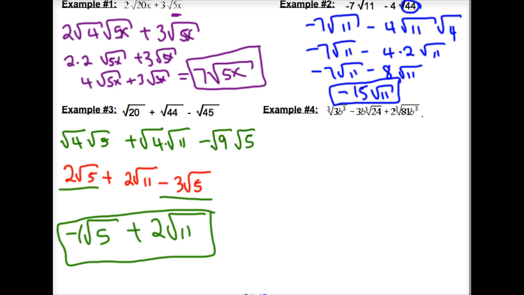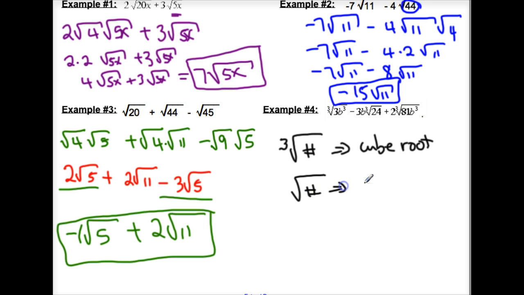Perfect. So with this one now, we're dealing with cube roots. So anything that has a number here, this is known as a cube root. When you see something like this, we call this square root. There is that invisible 2 here, which we don't write because it's implied.